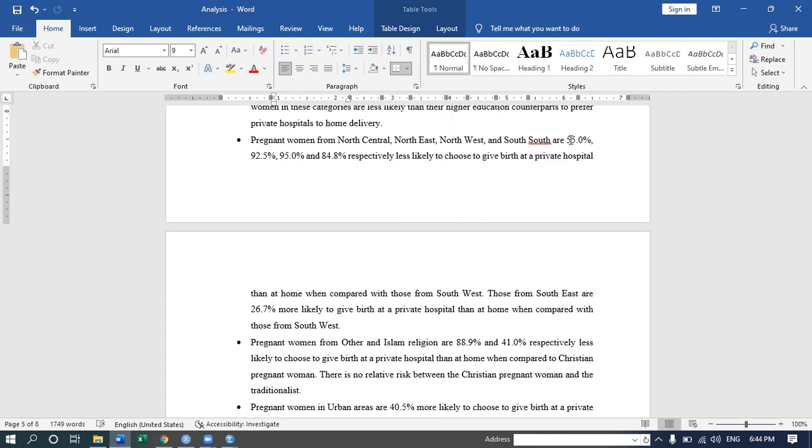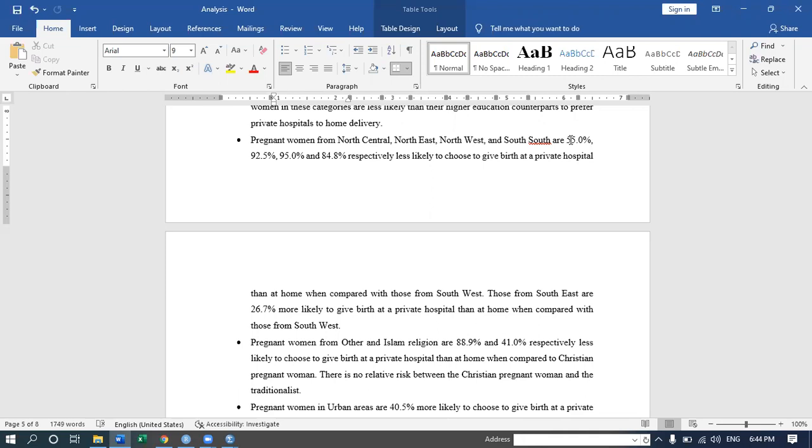I didn't talk about relative risks. I didn't talk about odds. So I just went straight, since I know that the one that is easier for people to understand is the likelihood method. Your choice, you use your pattern. So I just calculated the percentage. So they are less likely to choose to give birth at a private hospital than at home when compared with their southwest.